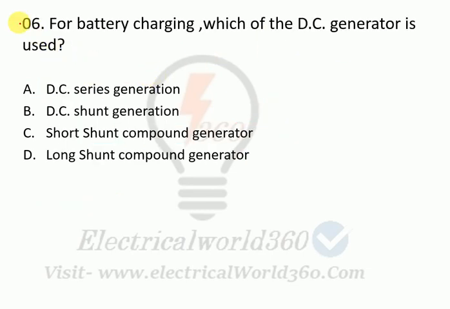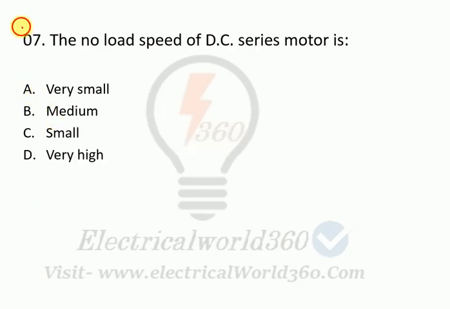So this is the question number 6. For battery charging, which of the DC generator is used? DC series generator, DC shunt generator, short shunt compound generator, long shunt compound generator. So here the right option is option number B. DC shunt generator is used to charge the battery.